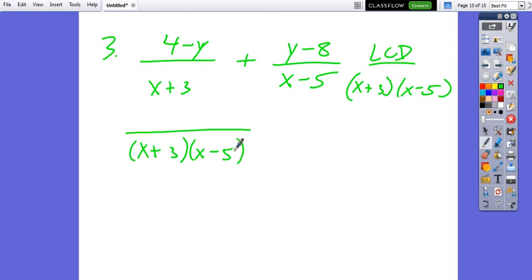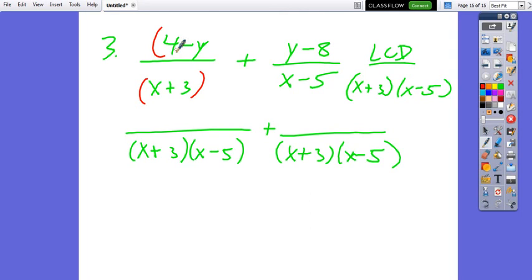Okay, so I rewrite my LCD as my new denominator, because that's what it is. And then we ask ourselves, what did we multiply by x plus 3 to get x plus 3 times x minus 5? x minus 5. What's not here that is here? x minus 5. So we're going to multiply top and bottom by x minus 5.